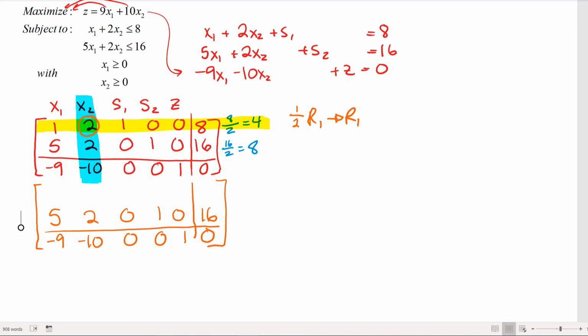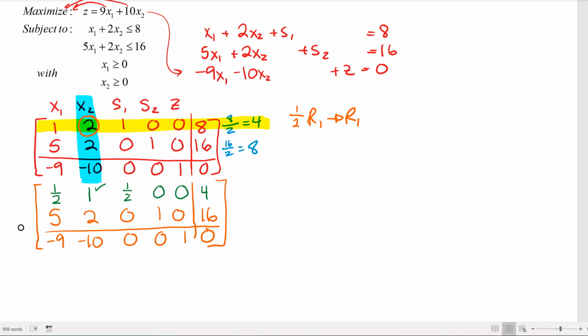But my first row is, I'm going to take 1/2 times all of the values. 1 times 1/2 is 1/2. 2 times 1/2 is 1. You can think of it as divided by 2 if you want. 2 divided by 2 is 1. 1 divided by 2 is 1/2. 0 divided by 2 is 0. 0 divided by 2 is 0. And 8 divided by 2 is 4. So I have now successfully got the 1 in the pivot value.